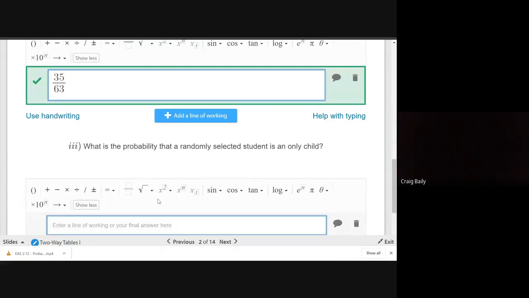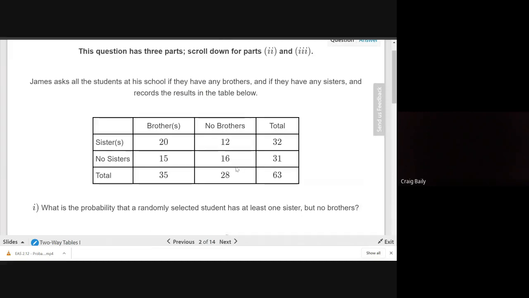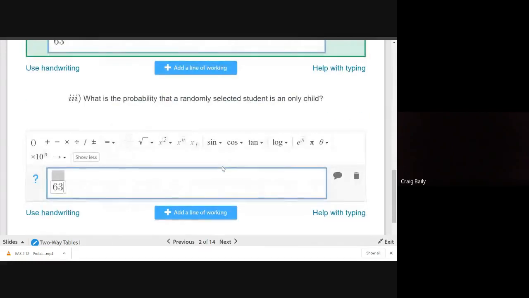And there we go. And lastly, what is the probability that a randomly selected student is an only child? Well, randomly selected student means, again, the denominator of our fraction is going to be 63. Only child would mean no brothers and no sisters. So no brothers and no sisters meet right there, and that makes 16 the numerator of that fraction.